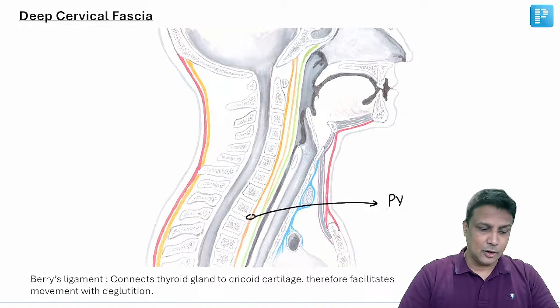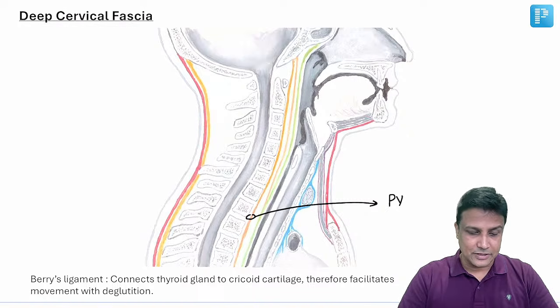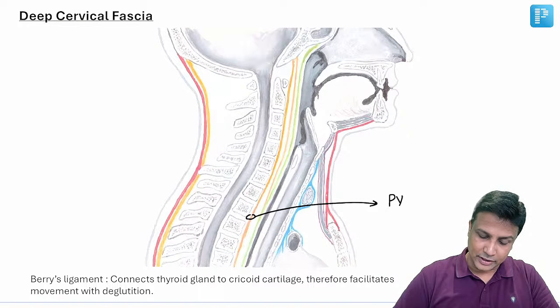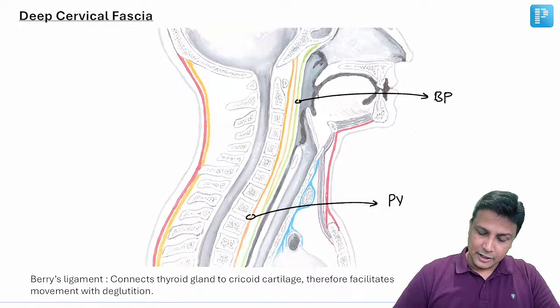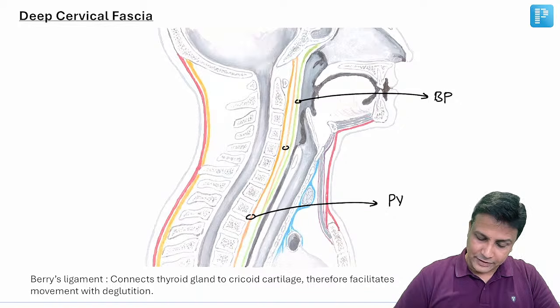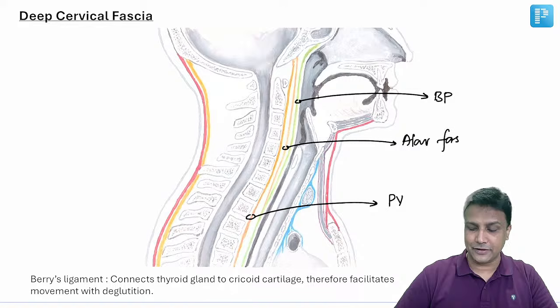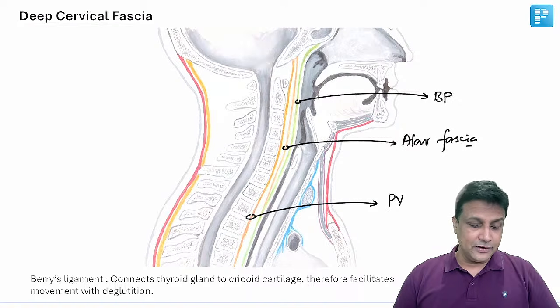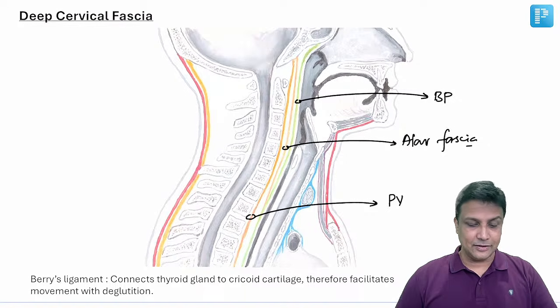And then just outside the pharynx here, there is one more fascia present. This fascia, the green colored one here, will be the buccopharyngeal fascia. Now in between the prevertebral and buccopharyngeal, there is one more fascia present here. This one here will be the alar fascia.